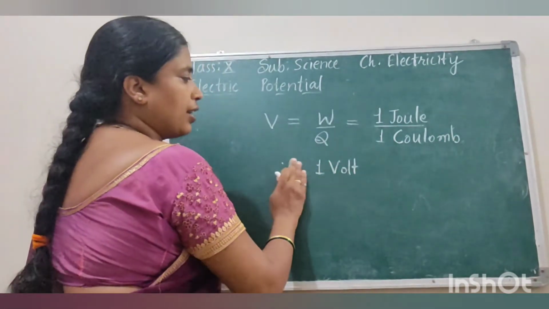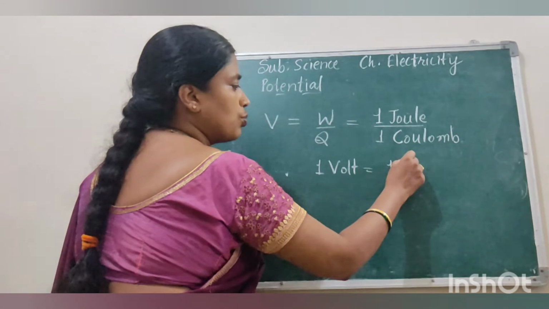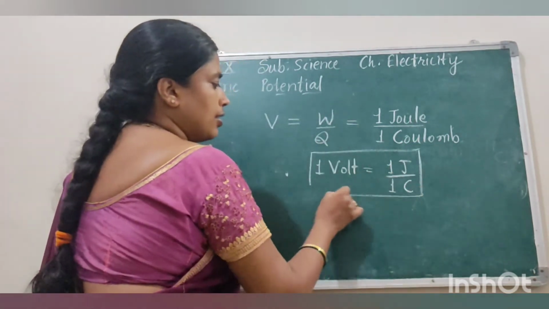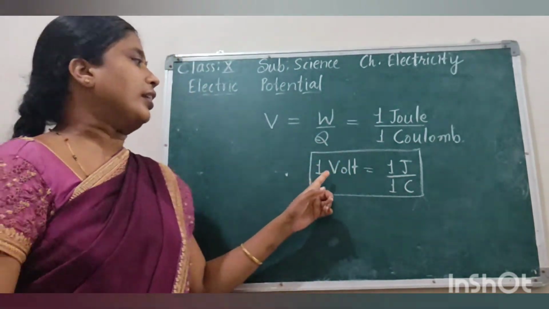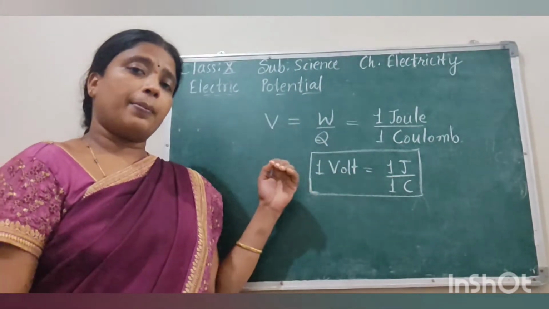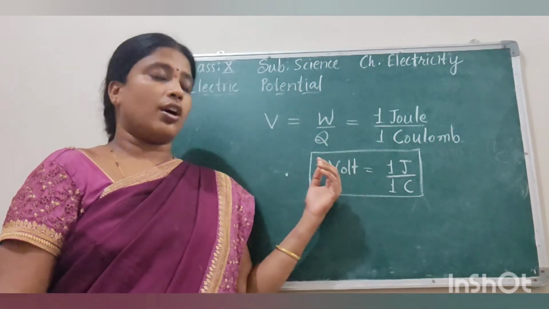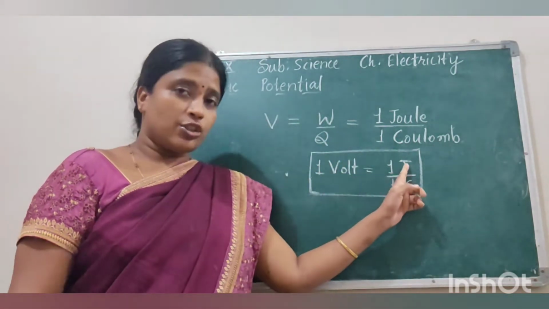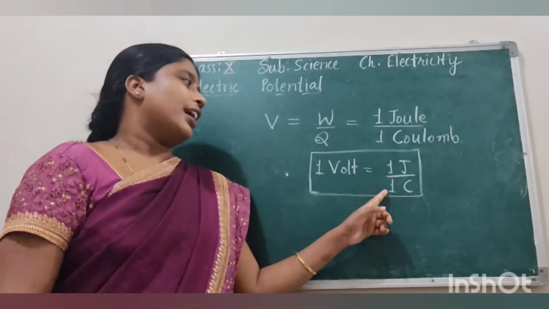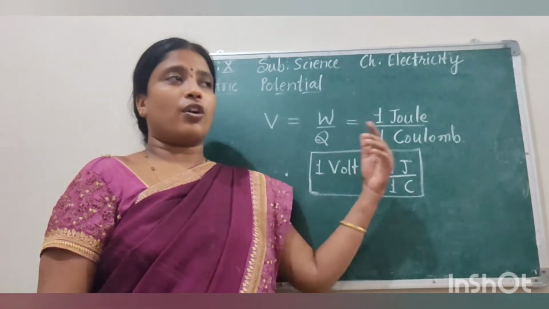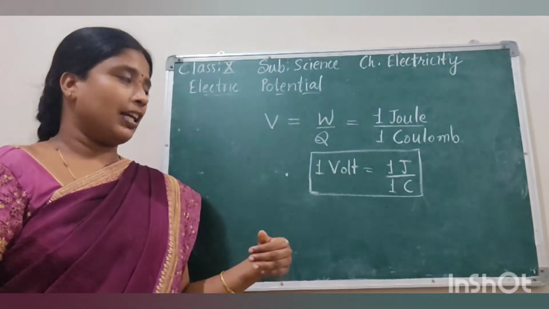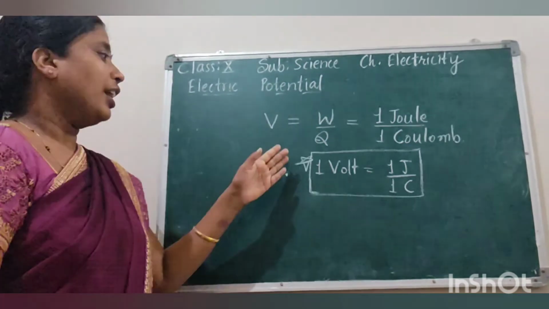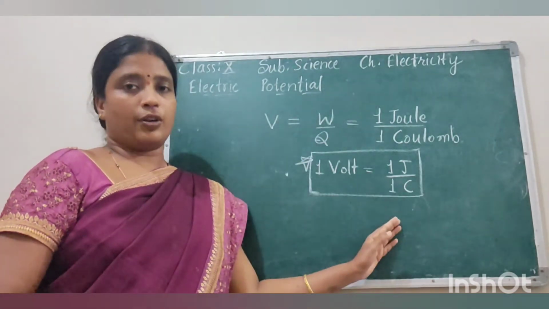So, can we say that 1 volt is equal to 1 joule upon 1 coulomb? Yes. Now, 1 volt, the electric potential between 2 points, or the potential difference between 2 points is 1 volt when 1 joule of work is done in moving a charge of 1 coulomb from one point to the other point. This is the definition of 1 volt. This is very important. Okay? So, this is the definition of 1 volt.